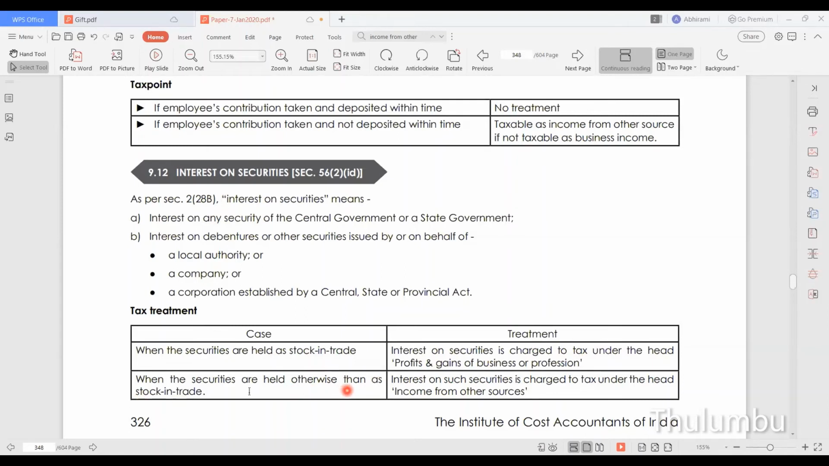If it is held as other than stock in trade, say for example I am a retired person and I invest all my money in an FD or a security, then the interest that comes is just income for me. In that case it is taxable as income from other sources. If my main business is dealing with securities and shares, it is taxable as PGBP income. If it is other than stock in trade, it is taxable as income from other sources.